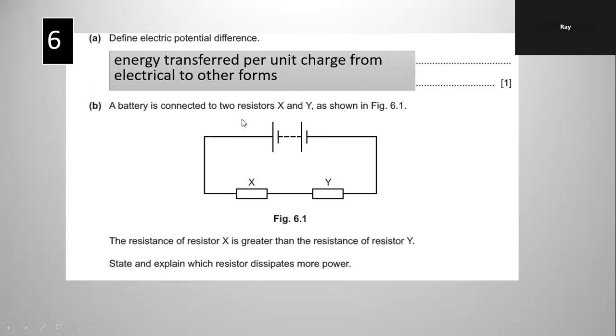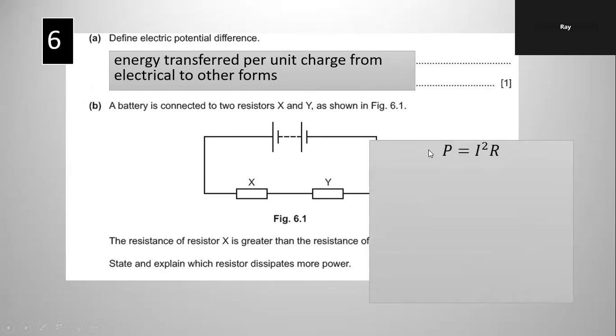A battery is connected to two resistors X and Y as shown in figure 6.1. The resistor X is greater than the resistor Y. State and explain which resistor dissipates more power. Teacher, I wrote: if the current remains constant and the wires are symmetrical, resistor X will dissipate more power than resistor Y because power is directly proportional to resistance.